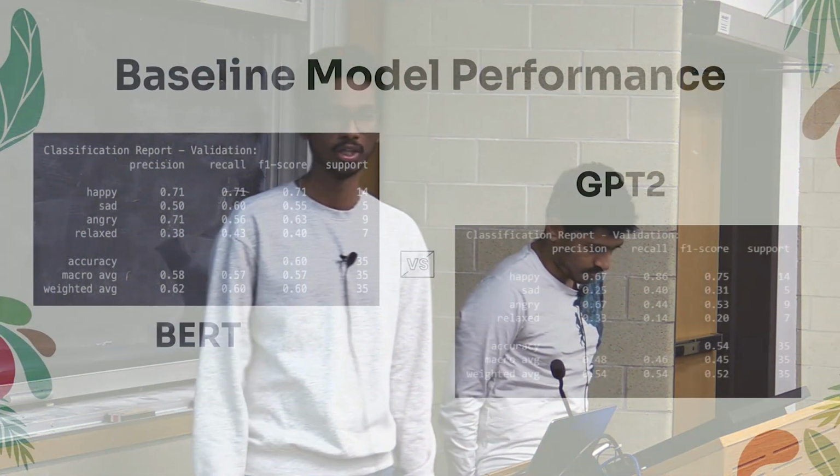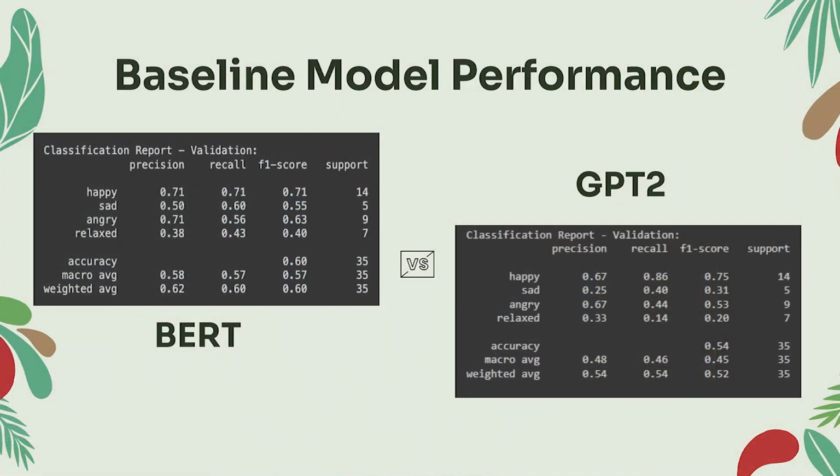Even though these graphs were instrumental, we needed more information, and that brought us to the classification report. To begin with, we see that BERT has an overall accuracy of 60%, while GPT-2 gives us an overall accuracy of 54%. These two models have some similar trends as well, particularly that they both have strong identification of classes happy and angry, but they both perform really badly for class relaxed.